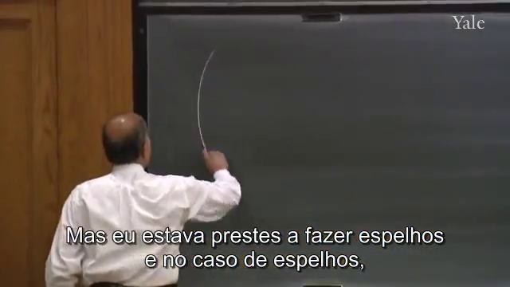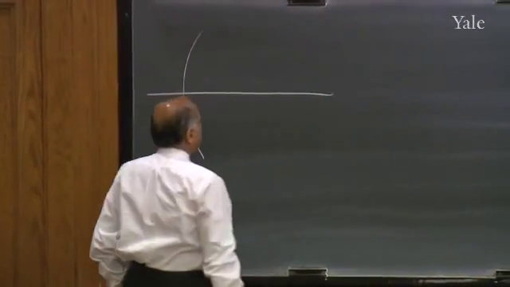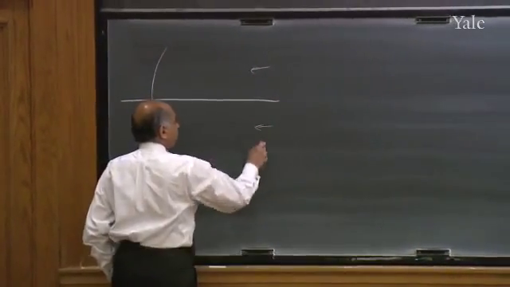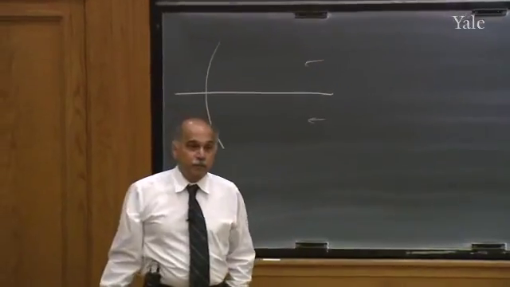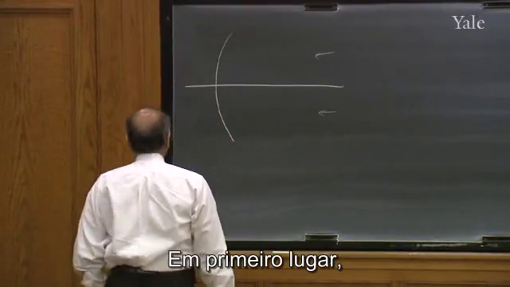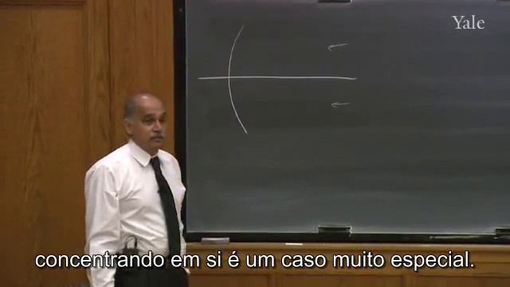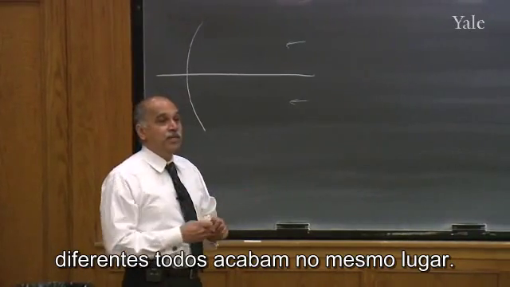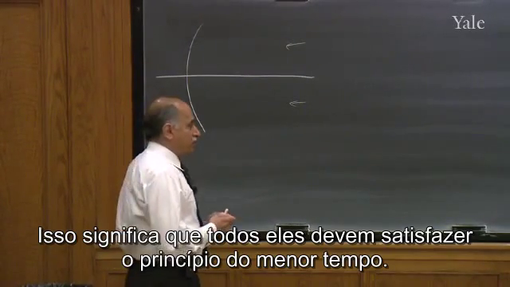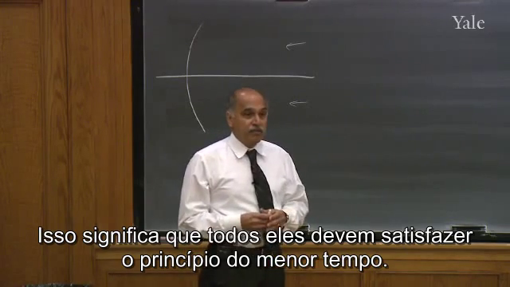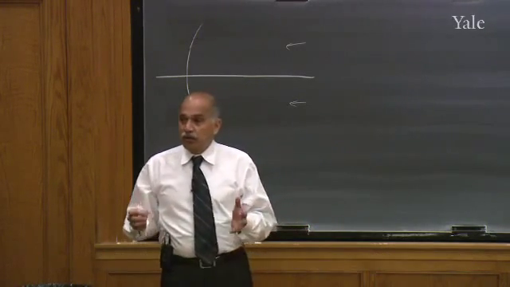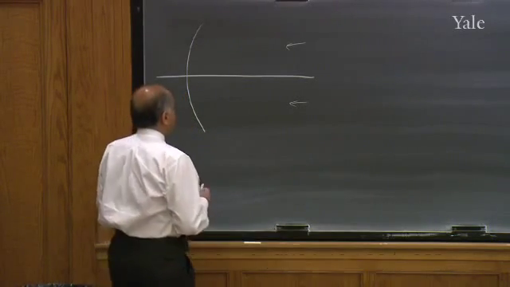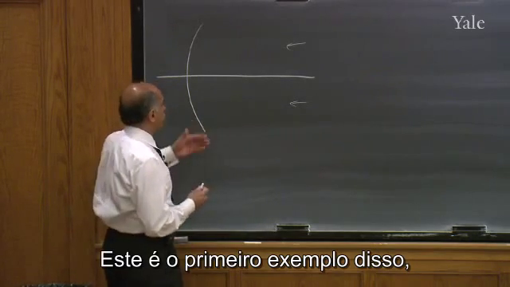mirrors, and in the case of mirrors, I said, if you want a parallel set of rays from infinity to focus on one point, then what do you need to do? First of all, focusing itself is a very special case. Focusing means many light rays going in different directions all end up in the same place. That means they all must satisfy the principle of least time. How can all of them be the least time? Because they all take the same time. Therefore, there's more than one way for a light beam to go from start to finish, and that's when you get focusing. This is the first example of that.